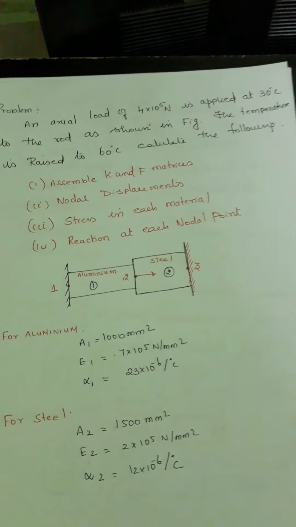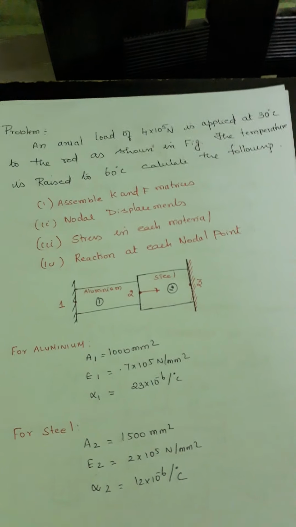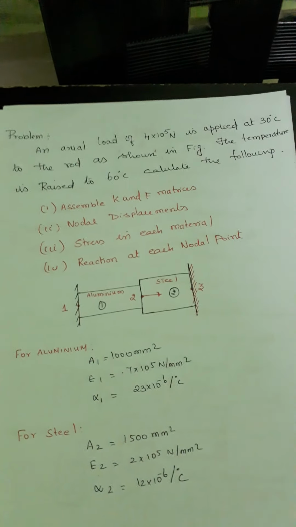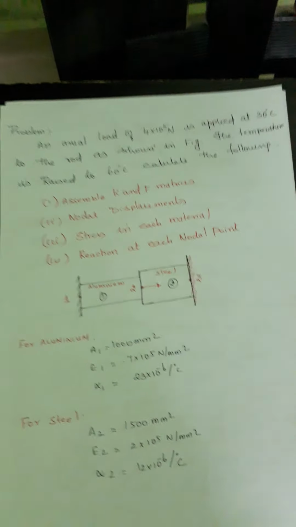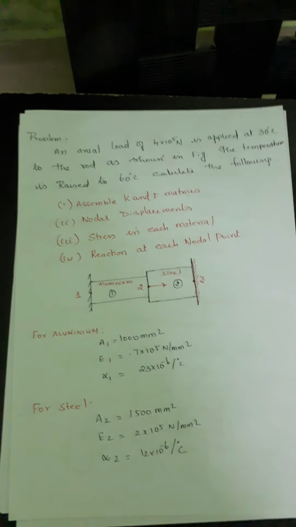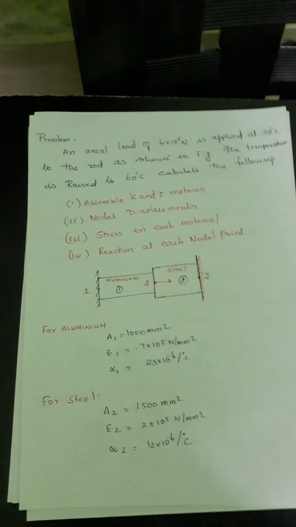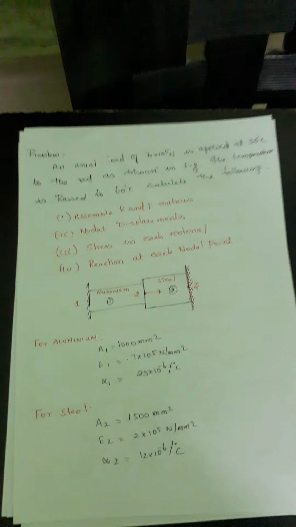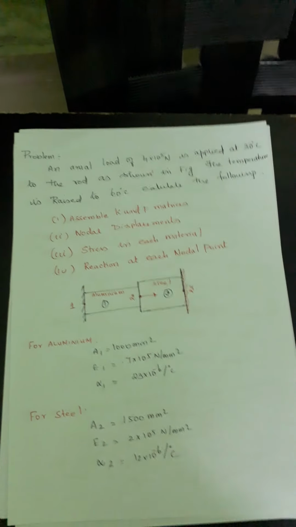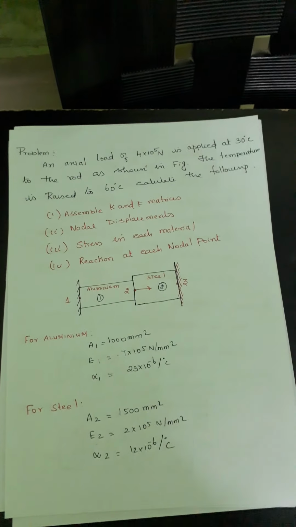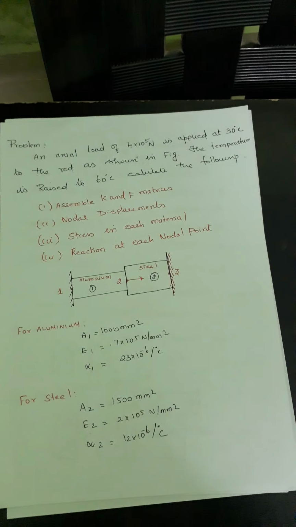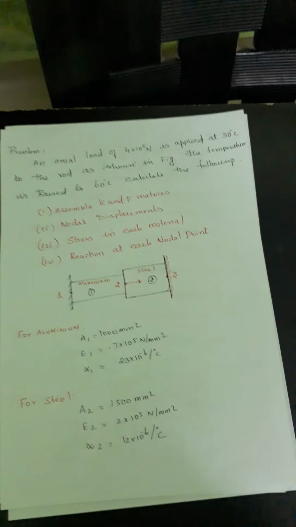The rod has an axial load of 410 Newton applied at 30 to the rod. The temperature is raised from 30 to 60 degrees, so delta T will be 30 degrees Celsius. Assemble K, the global stiffness, global force vector, nodal displacement, stress in each material, and reaction at each nodal point. We have to find them out.